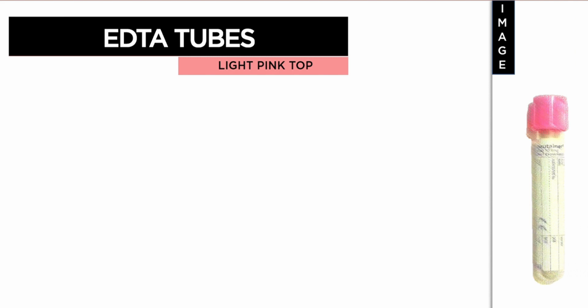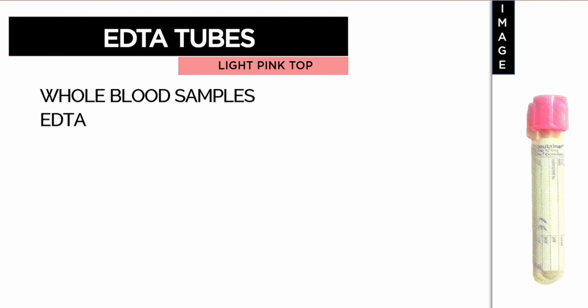The second type of EDTA tubes have a light pink top. Here is an image. It has the same function as the lavender top EDTA tube. However, this is specifically used for whole blood samples being sent to transfusion labs. It also has EDTA as an additive and it has to be inverted 6 to 8 times after collection.